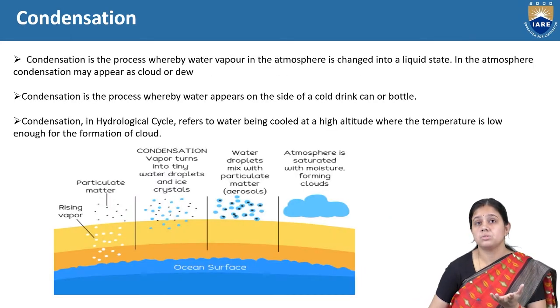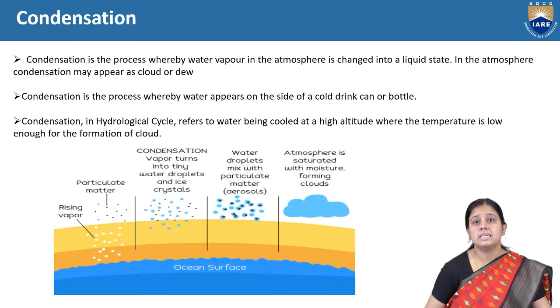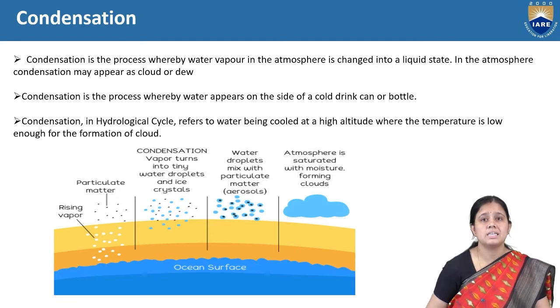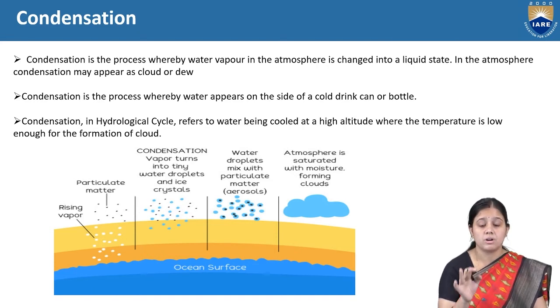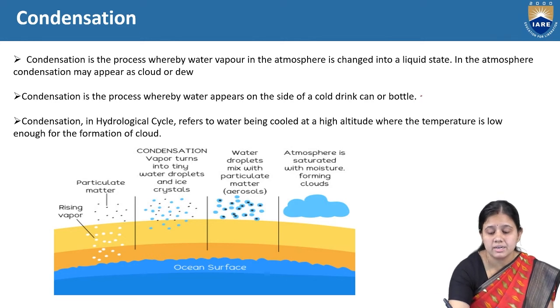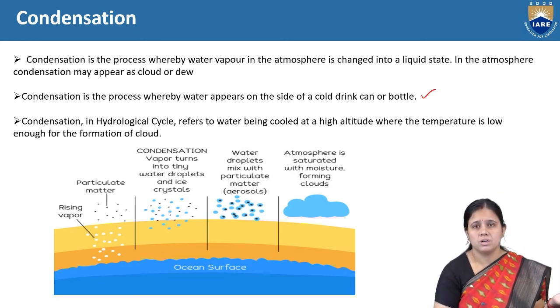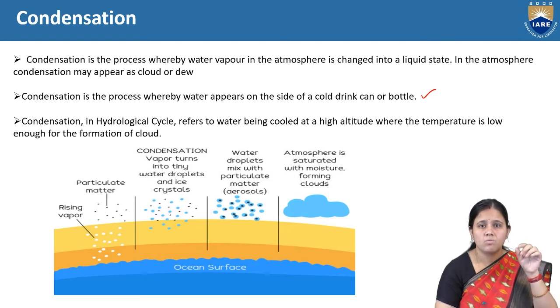Now we come to the process of condensation. Condensation is the process whereby water vapor in the atmosphere is changed into the liquid state. In the atmosphere, condensation may appear as cloud or dew. Condensation is also the process whereby water appears on the side of a cold drink or a bottle. You can see this condensation if you bring a bottle from the fridge outside. There are some water droplets on the surface of the bottle.